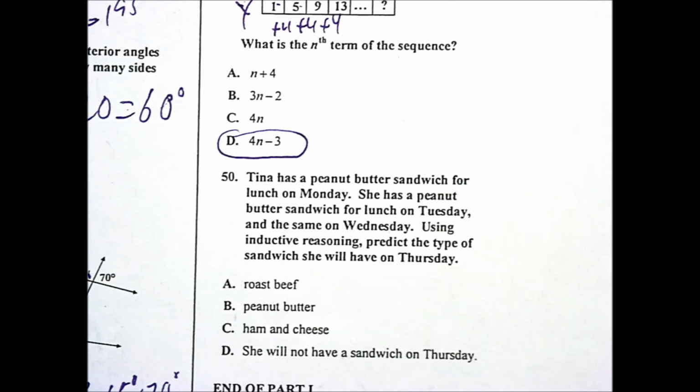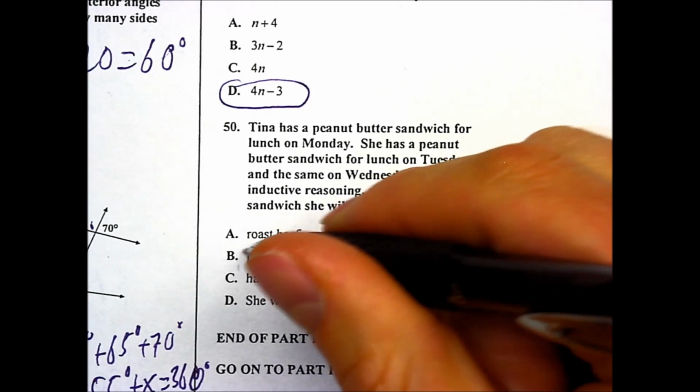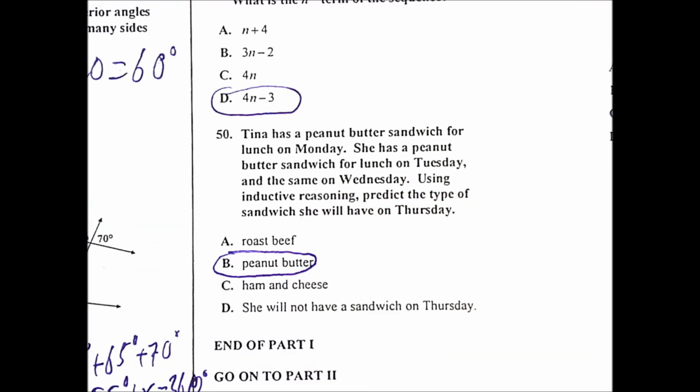All right, question 50, inductive reasoning. Now again, this could be deductive reasoning on the final exam. Here it's inductive. It's asking you to continue the pattern. So Tina's eating peanut butter sandwiches every day, it appears. So it makes logical sense that she's going to have a peanut butter sandwich on Thursday as well. That's using inductive reasoning patterns. If it was a deductive type pattern, it would be using facts or laws.